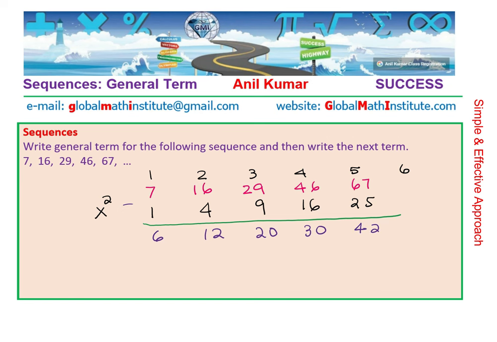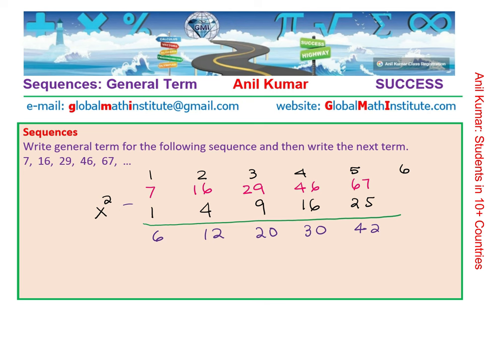So that means we have to add 6 to 1 so that we get 7. 12 plus 4 will give us 16, 20 plus 9 is 29, 30 plus 16 is 46. So we have to add something like this. Now, what is this when you write it in terms of the term number? You'll find one of our videos on writing the general term for such sequences too.